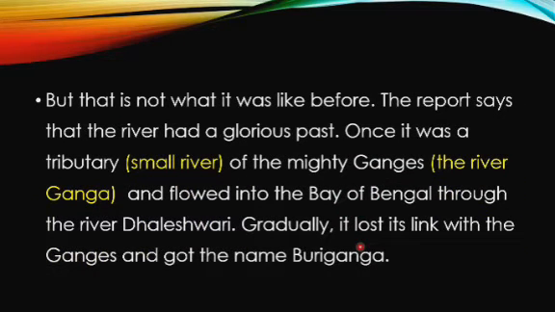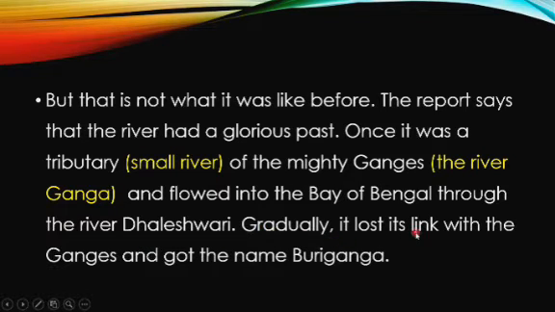But that is not what it was like before. The report says that the river had a glorious past. Once it was a tributary of the mighty Ganges and flowed into the Bay of Bengal through the river Dholeshwari. So definitely we all understand that it was not the first picture of this river. It had a glorious past, and once it was a tributary, that means a small river of the mighty Ganges. Ganges is actually the river Ganga. It is called Ganges in English, and flowed into the Bay of Bengal through the river Dholeshwari.